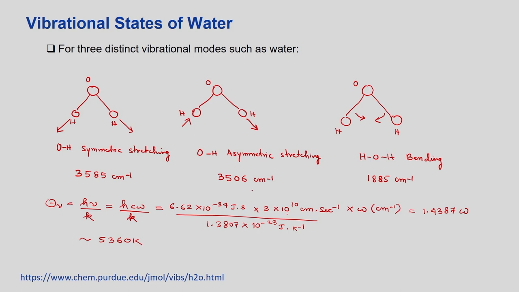And if I multiply 3506 with this value, 1.4387, this comes out to be close to 5160 Kelvin. And if I multiply 1885 into omega, that is 1.4387, it will give us close to 2290. So these vibrations occurring, whether it is bending or stretching, can be compared with the vibrational temperature. Okay, so this is how this vibrational temperature comes into the picture.